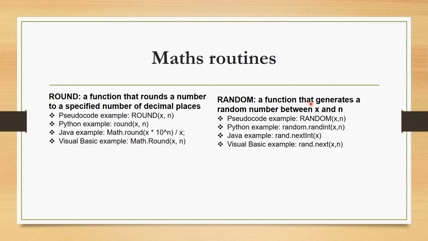Random is a function that generates a random number between x and n. So any range will be given to this function, where x will be the starting range and n will be the ending range, and this random function will generate any random number between this range. In Python we use random.randint, in Java we use rand.nextInt, and in VB we use rand.next.